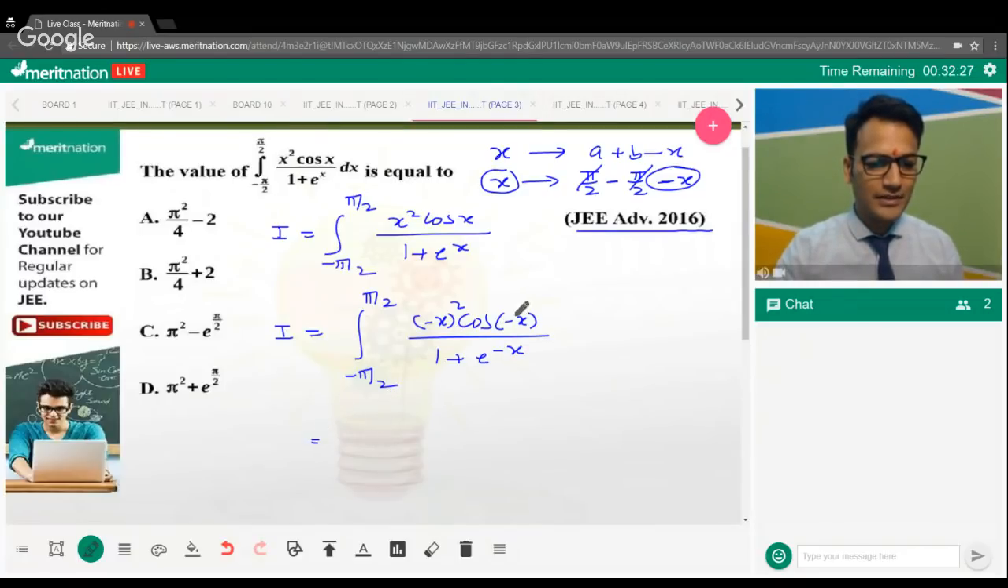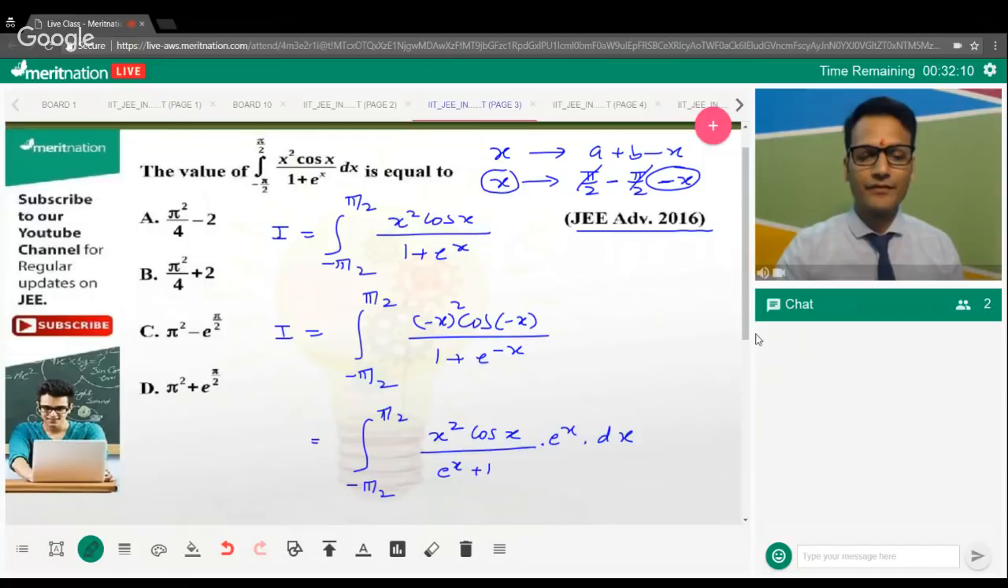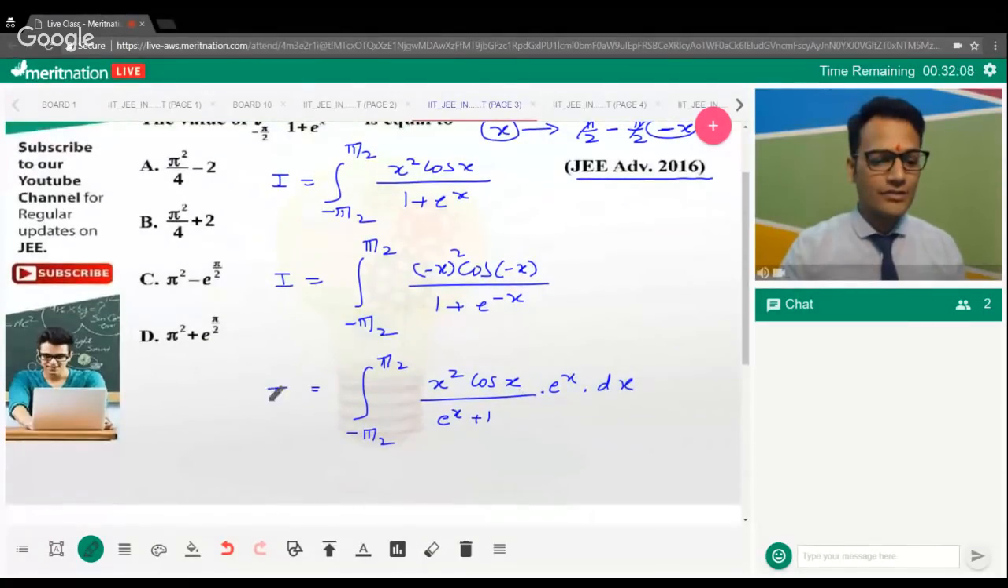So this turns out to be minus pi by 2 to pi by 2. Over here, this is x square. You know, cos of minus x is cos x, an even function. And this can be written as e to the power x plus 1 upon e to the power x, and that can be taken over here, e to the power x dx. Hopefully, everyone is clear with that. So this is also I.